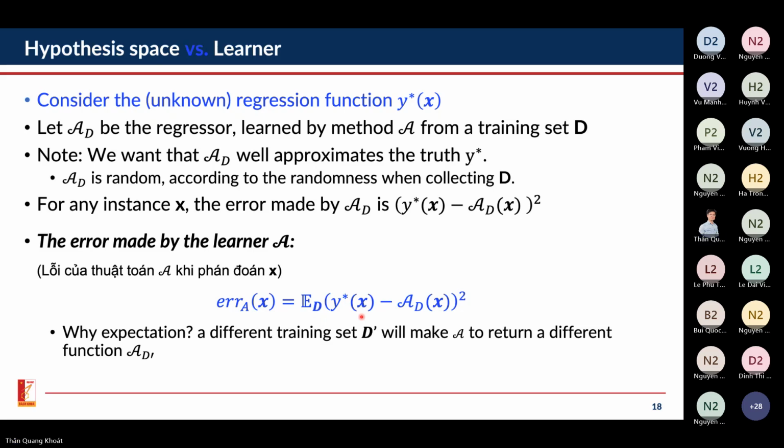So here is the error made by the algorithm, by the learner. We need to take the expectation over the whole training set, right? We consider different training sets, and then what is the trained model, and then we measure the error from those predictions. This quantity can help us to analyze one algorithm, the error from the algorithm. And of course, sometimes we can base on this to analyze the generalization ability of a learner, right?